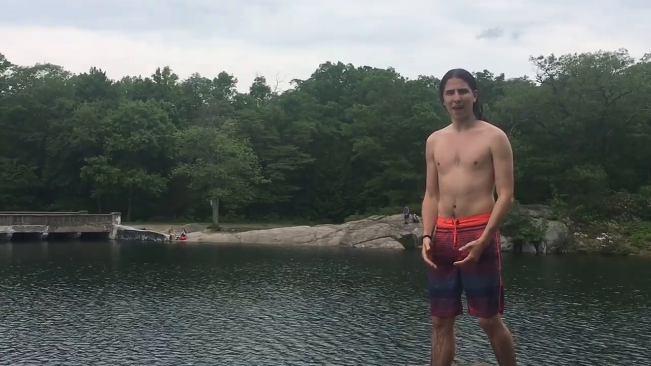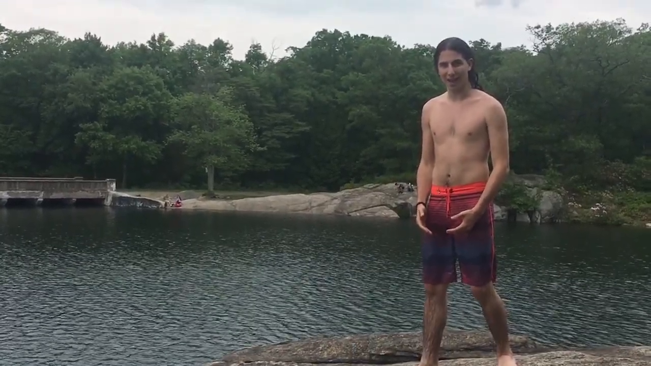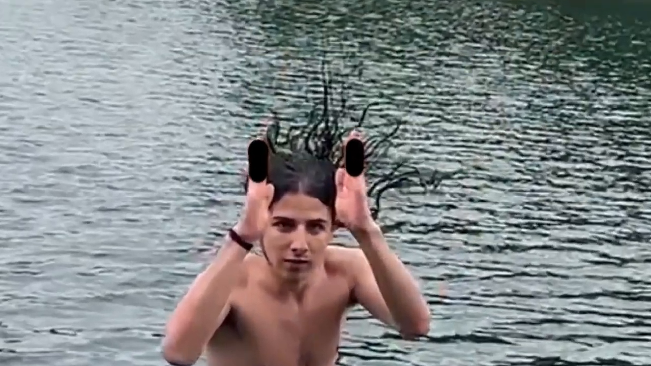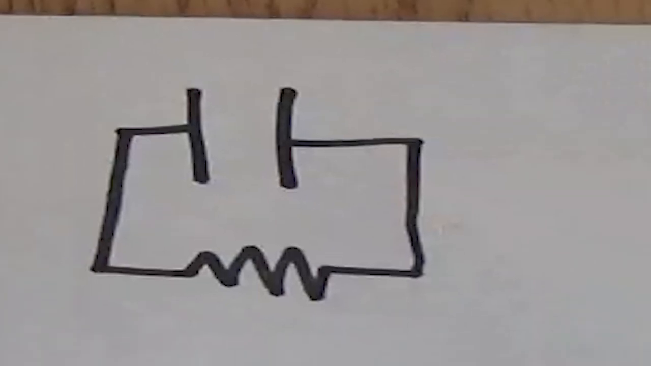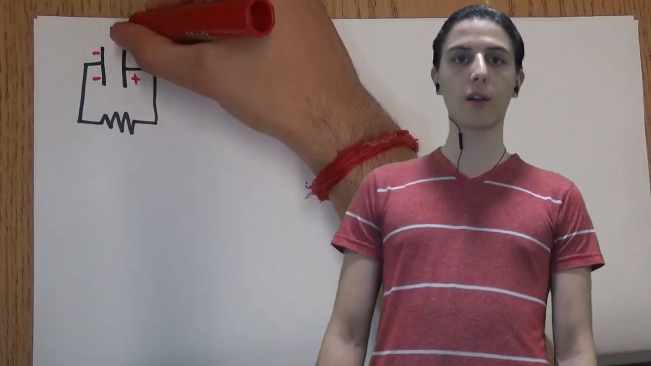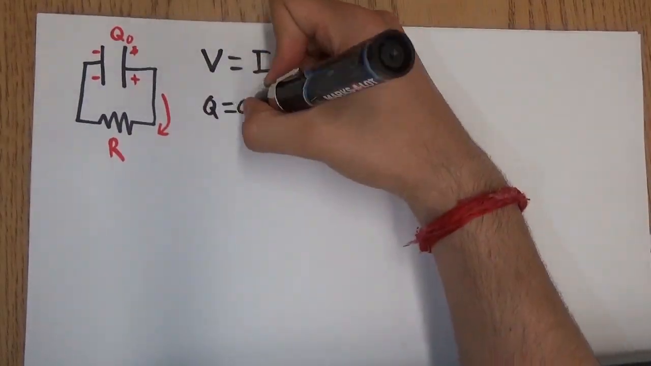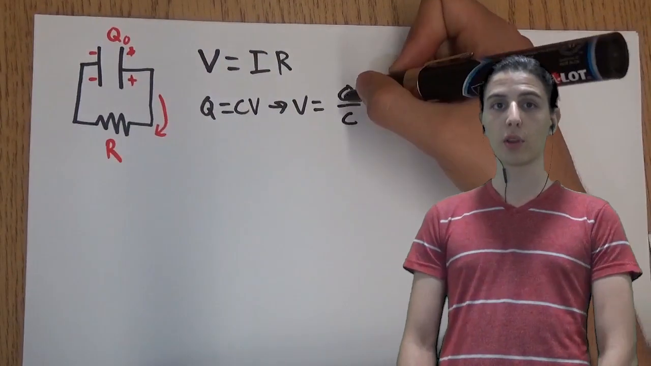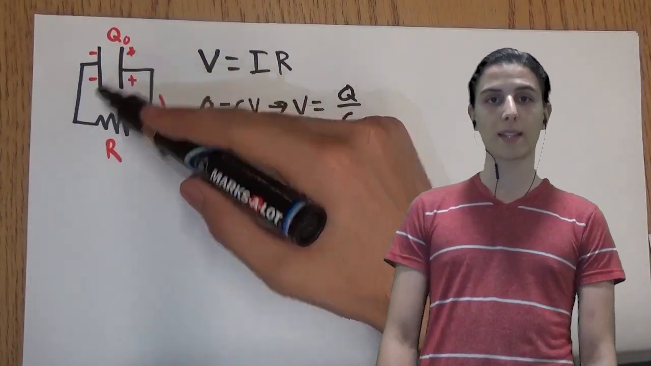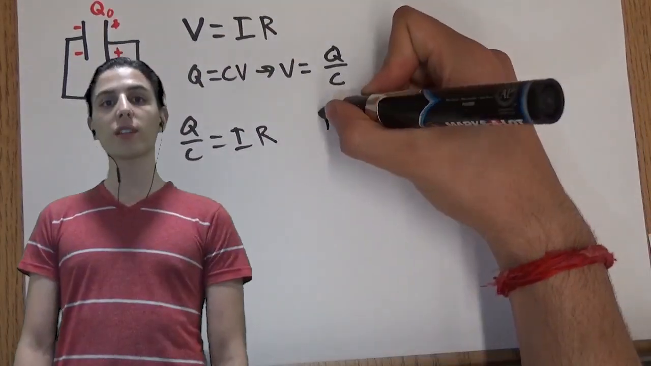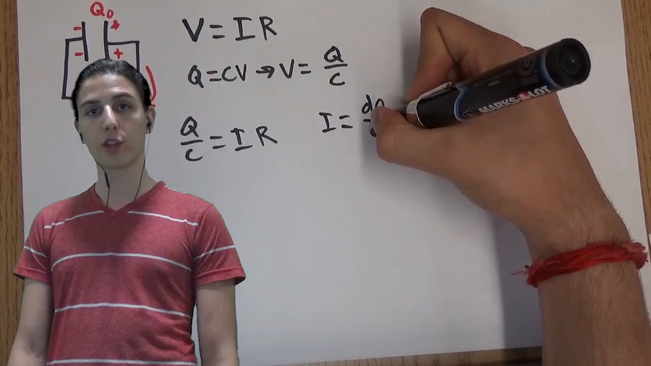Now let's look at the math behind discharging a capacitor. We start with a capacitor of charge Q and a resistor of resistance R. Since, from the loop rule, the potential across the capacitor equals the voltage of the resistor, current is defined as the change in charge over the change in time.